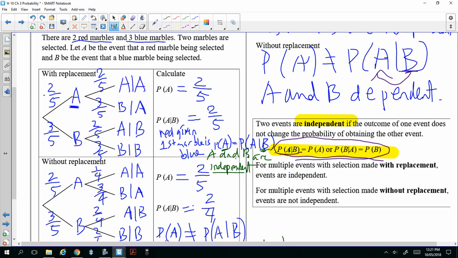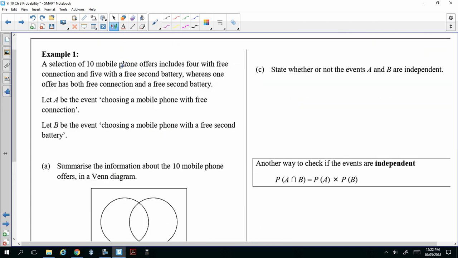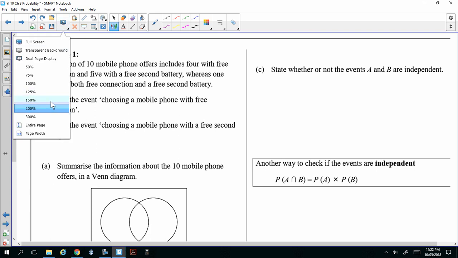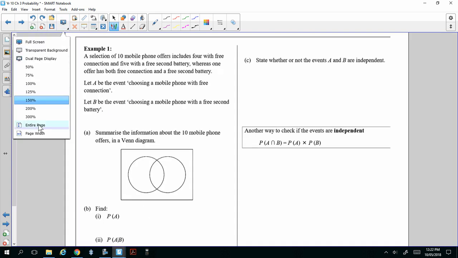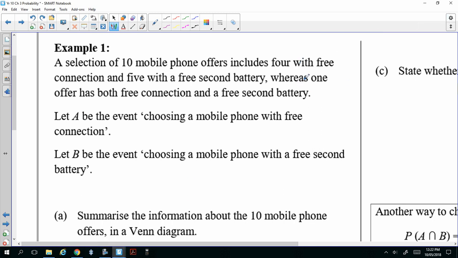Continuing, we'll go to the next page. We'll do an example. Example 1. All right, let's continue. Example 1. We're going to get a student to read. Who wants to read? Anyone? Okay, Jaden. Maybe ask another student.